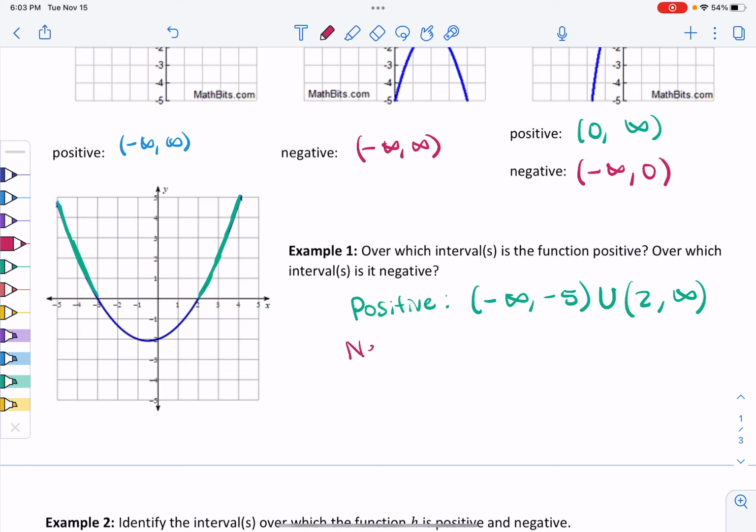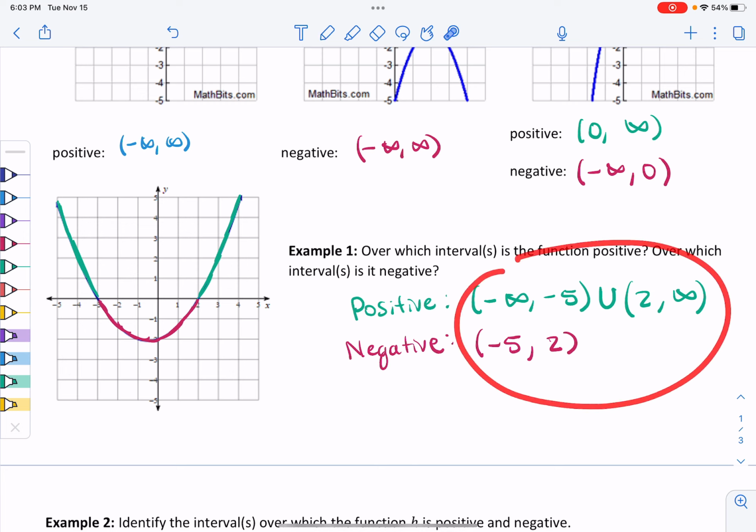Now, the negative part of my graph is the part where it sits below the x-axis. So all of this right here is the negative part of my function. This 0 right at the x-axis does not count, so it is just from negative 5, not including it. That's why I have a parenthesis, and going to 2. If I add all these together, they should cover the entire domain of the function because it has to be positive or negative except for its zeros, right there where it's crossing the x-axis.